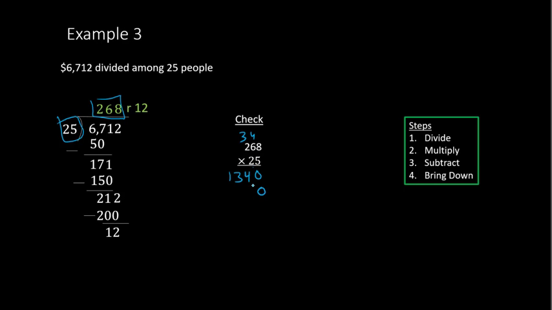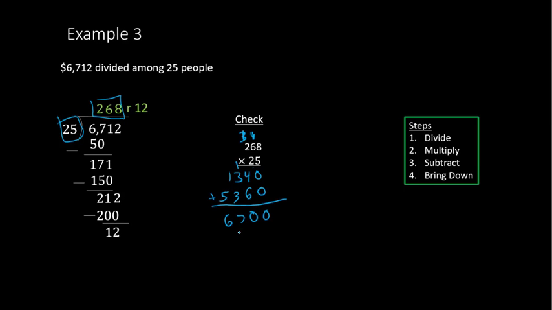2 times 8 is 16. Take the 6, carry the 1. 2 times 6 plus 1 is 13. Take the 3, carry the 1. 2 times 2 plus 1 is 5. Now you can add those together. 0 plus 0, 4 plus 6 is 10. Take the 0, carry the 1. 1 plus 3 is 7. And 1 plus 5 is 6.